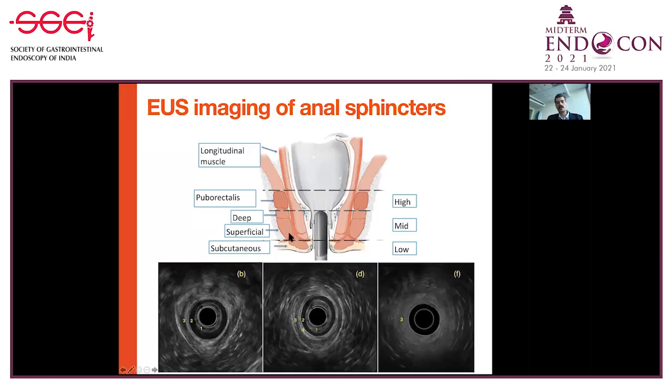The middle anal canal is defined by the superficial part of the external sphincter. So you have the complete IAS, complete EAS, perineal body anteriorly, and the anococcygeal ligament posteriorly. That is the mid-anal canal.